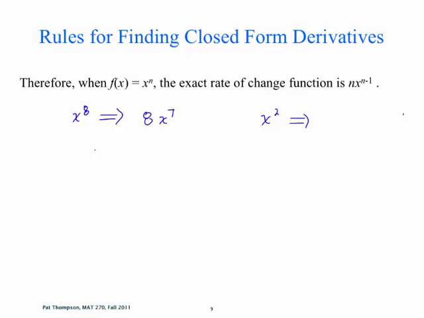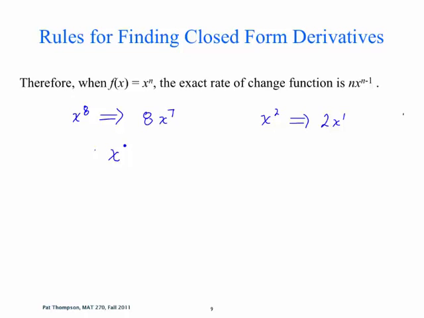Remember what we found for x squared. We found it was 2x, but now we've got a shortcut rule. Move the 2 in front: 2x to the 1, which is 2x. This rule works with negatives and fractions.